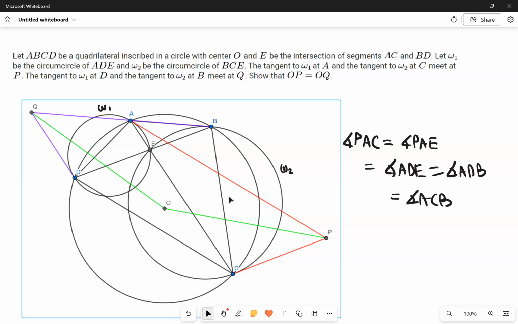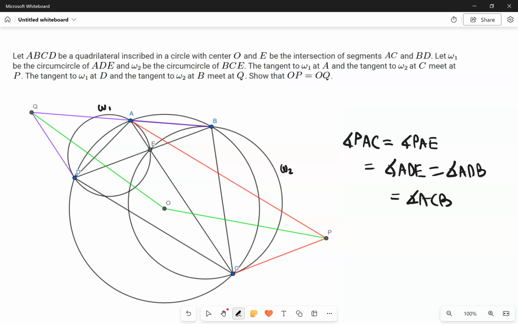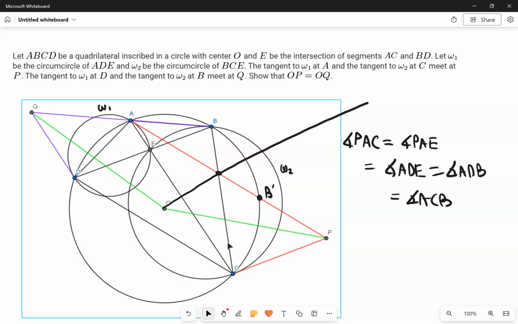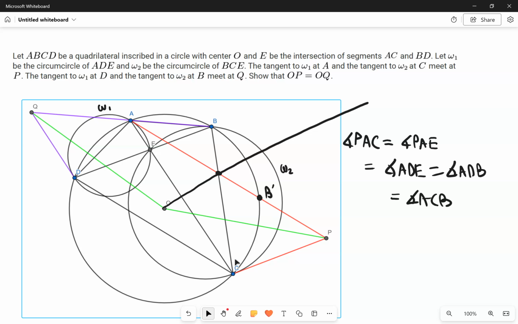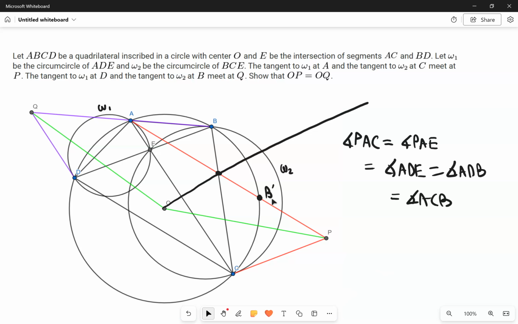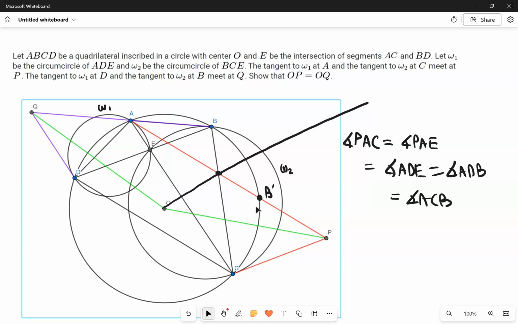And that means that the perpendicular bisector passes through this intersection here. So we can go ahead and draw that in. We can also label this point B prime here. And since these two angles are equal, we have that AB prime C is an isosceles trapezoid. So that means that B and B prime are reflections across the perpendicular bisector.